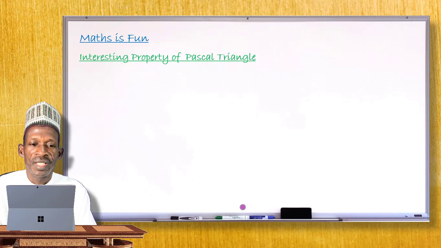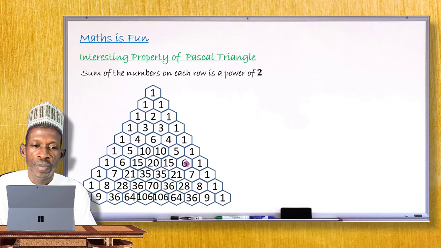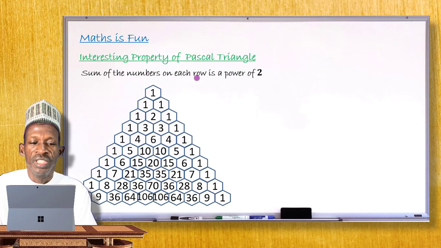So like I have said initially while introducing Pascal triangle, this has a lot of interesting properties. This is your Pascal triangle. The property we're going to see here is the very first property, and that property is: the sum of all the numbers in each row is a power of 2. I have first row, second row, third row, like that. So what this property is saying, if you are to add all the numbers in each row, the result you are going to have is a power of 2.